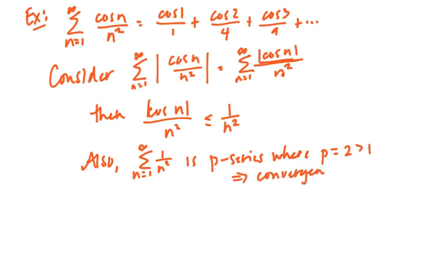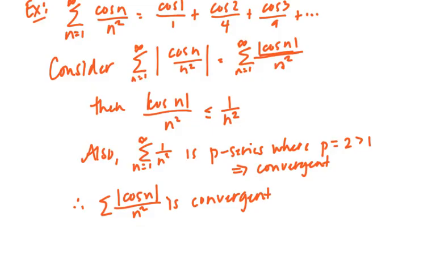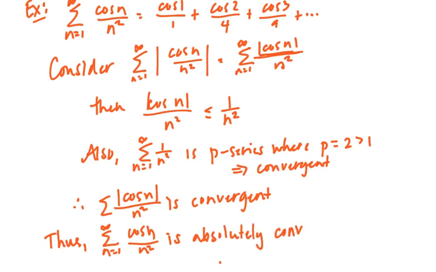Therefore, the sum of the absolute value of cosine of n over n squared is convergent, which tells us that our main series, thus the sum from n equals 1 to infinity of cosine of n over n squared, is absolutely convergent. Since it's absolutely convergent, then whether it's positive or negative, it's convergent. So that's very helpful.